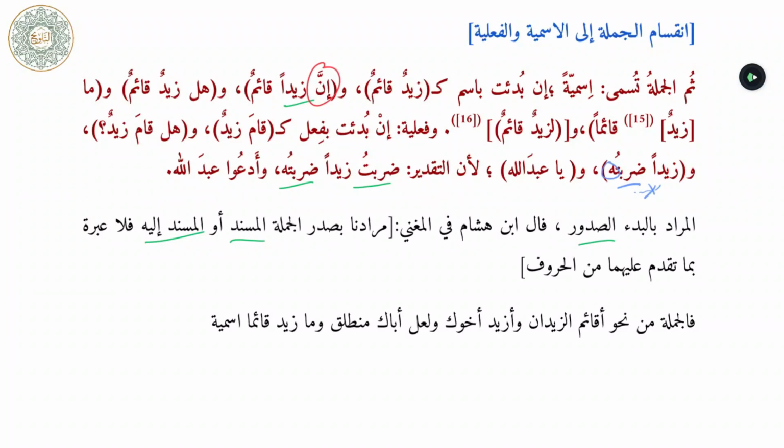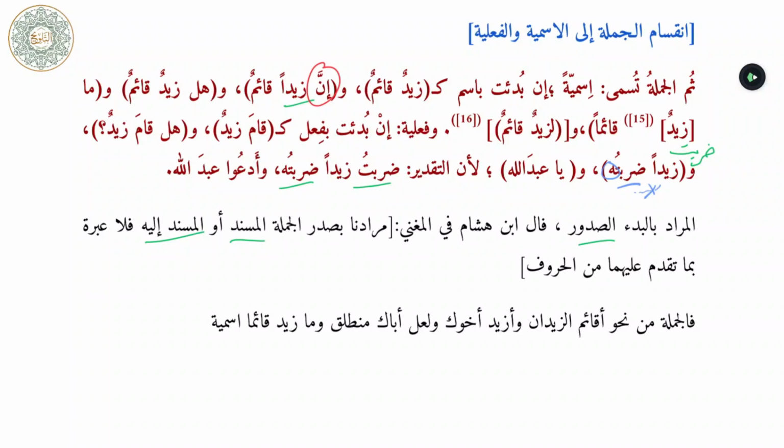And therefore, we'd have to assume a ضربته prior to Zayd. This is referred to as الاشتغال, or it's also referred to as الإضمار على شريطة التفسير. ويا عبد الله, Ya is a harf and Abd is an ism. So shouldn't it be a جملة اسمية? He says no. This will be a جملة فعلية on account of the fact that Ya is in the place of أدعو. And أدعو is a fi'al.